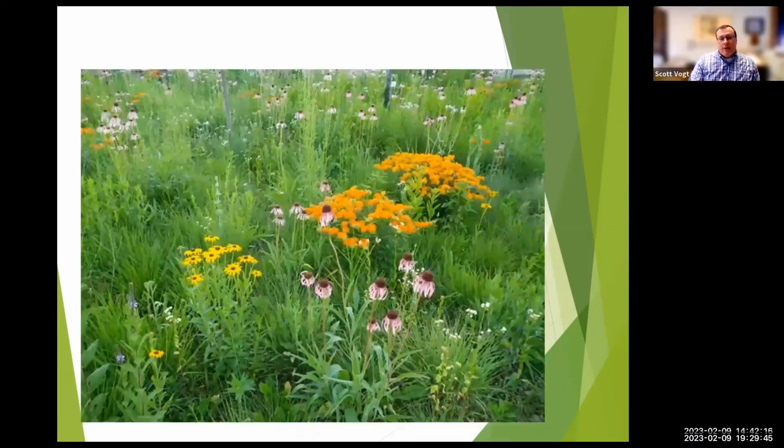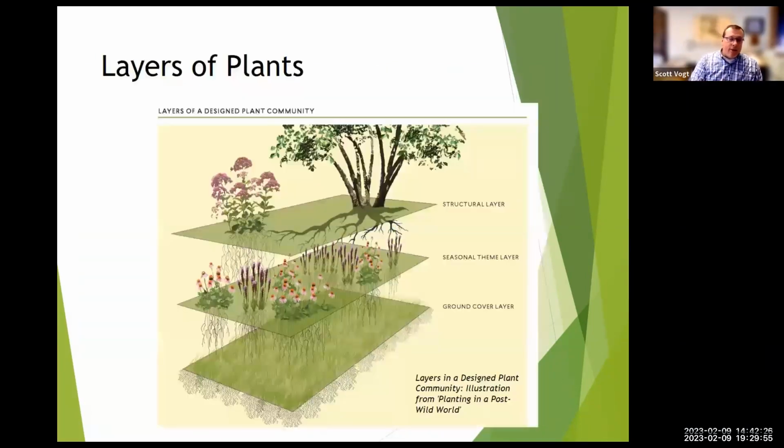This is just a picture of what that matrix planting would look like. The other thing with regards to matrix planting is that each of these, the structural layer, the seasonal theme layer, the ground cover layer, grows, the roots grow in different zones. So the ground cover layer, most of the root systems are in the top 12 to 18 inches. The seasonal theme layer, most of those roots are in the top 2 to 4 feet, whereas the structural layer, those roots are a lot deeper.